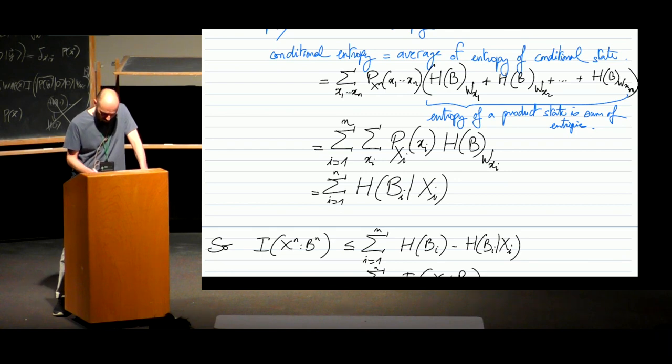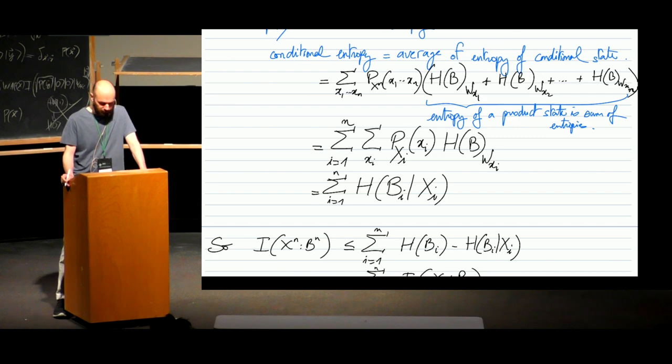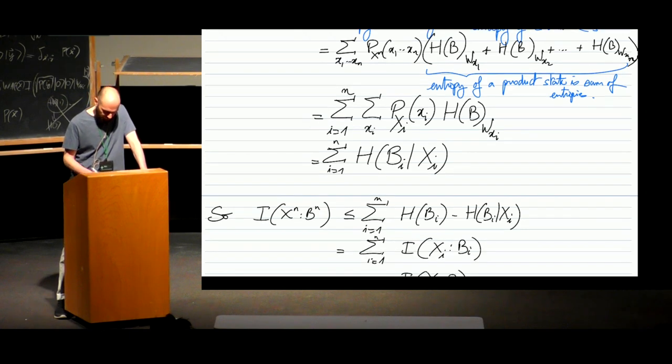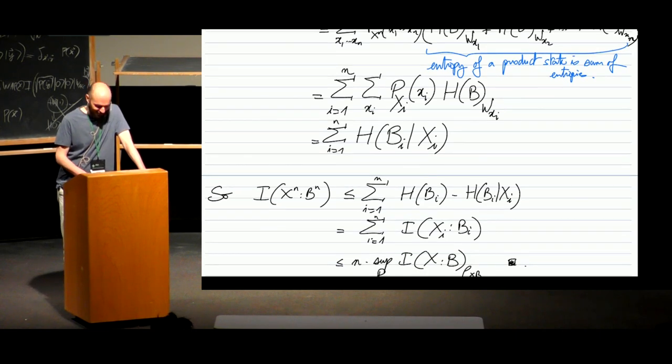And so now what happens? Now this is nothing but the entropy of B_i conditioned on X_i. And so I have the sum for i equals 1 to n of the entropy of B_i conditioned on X_i, which is exactly what I wanted, right?